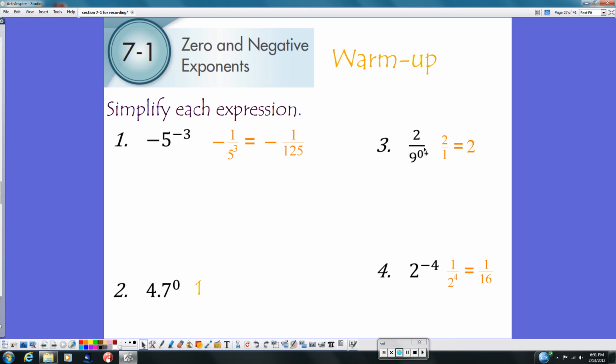In number 3, 2 over 9 to the 0, well, anything to the 0 power is 1, so this is 2 over 1, or just 2. And finally, 2 to the negative fourth is going to go to the bottom and become 1 over 2 to the fourth, which is 1 over 16.